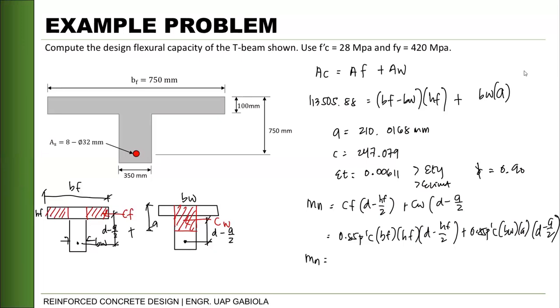Okay, so how much? So here, my expression is lacking, no? That should be BF minus BW. So BF minus BW, which is 750 minus 350. And our BW is just 350 times 210, 0.85 times 28.